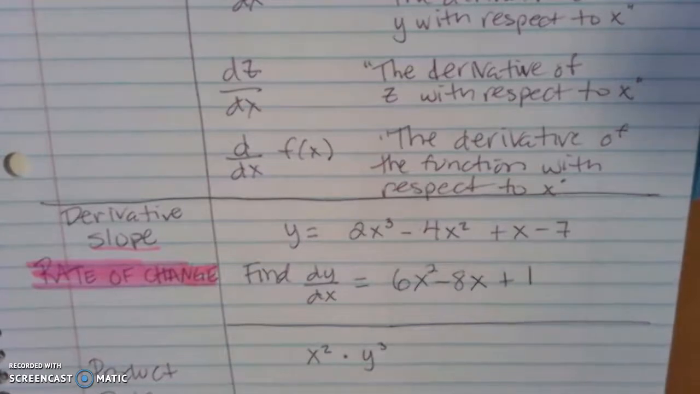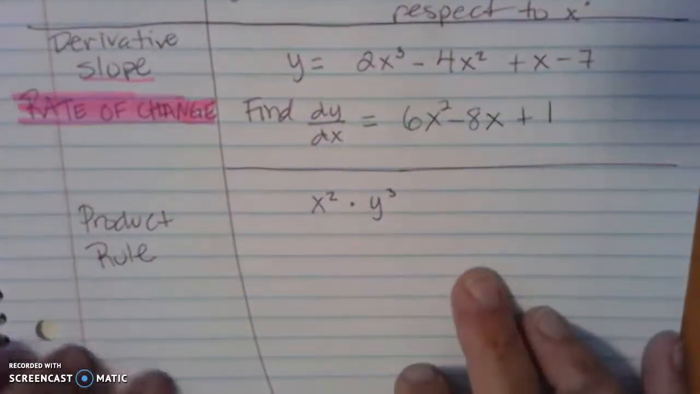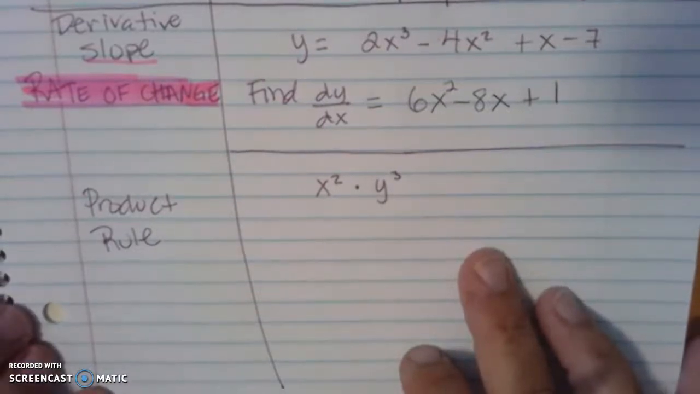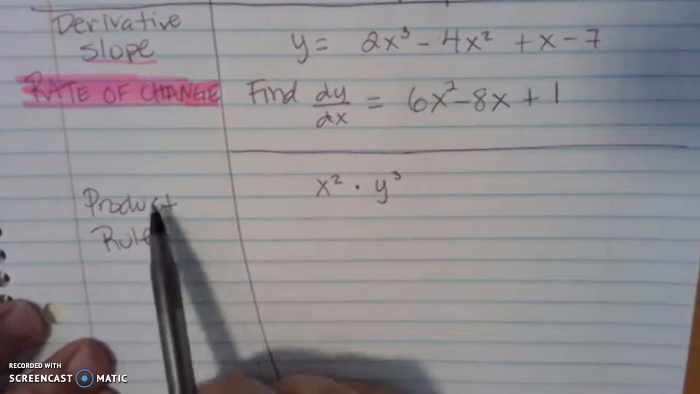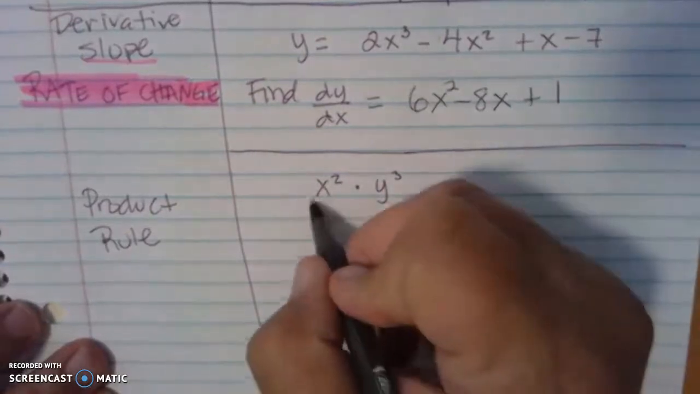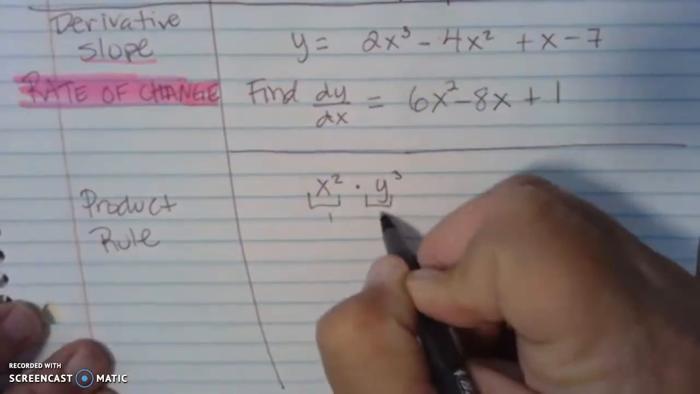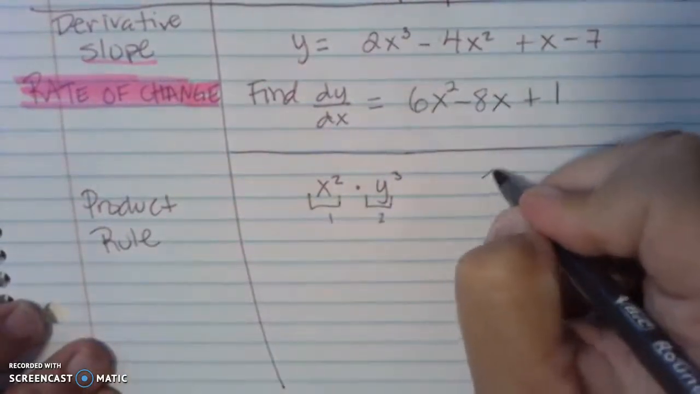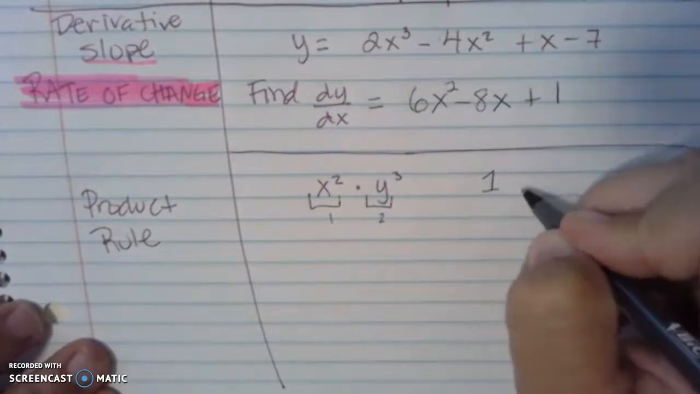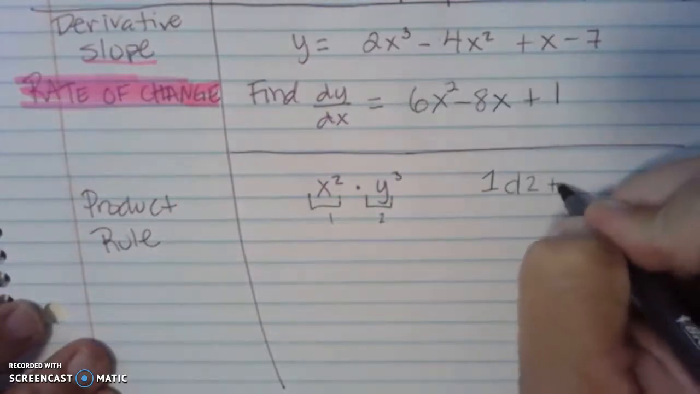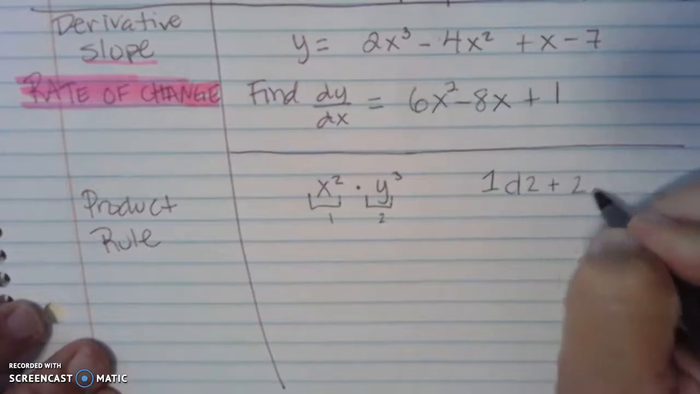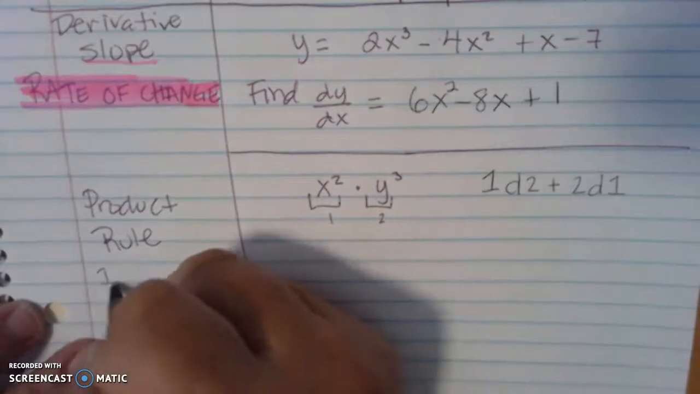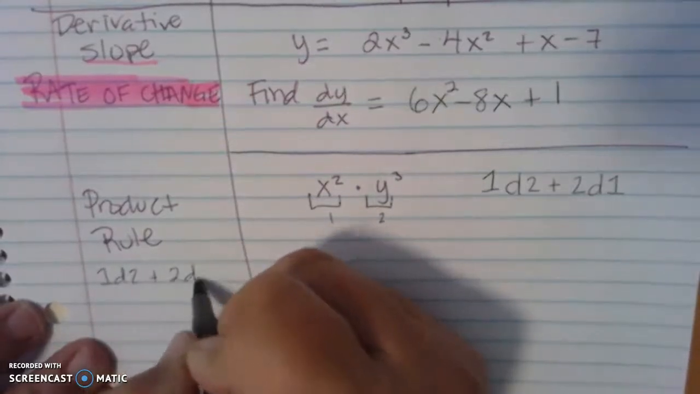That's our answer. But what if we have two things multiplied together? This is the rule that you're going to need for reviewing worksheets 13 and 14. It's called the product rule when you have two things multiplied together. Here is my first thing, here is my second thing. And so the rule is write down the first term and take the derivative of the second and add that to the second term and write down the derivative of the first. So I'm going to write it over here, 1d2 plus 2d1.